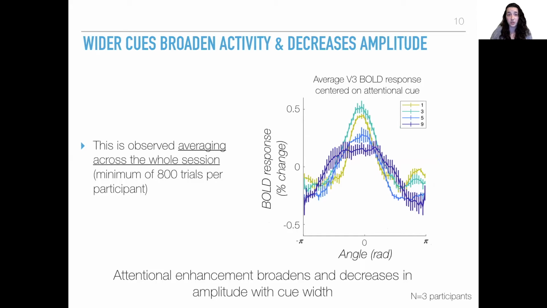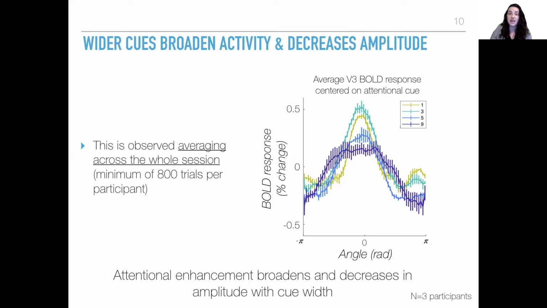We began by first determining whether there were width or amplitude differences in our BOLD signals based on the width of the attentional cue. Here, we're showing average BOLD response as a function of polar angle. We averaged our data separated by cue width, recentered based on the position of the attentional cue. As the cue gets wider, we see both a broadening of the attentional modulation of visual activity, as well as a drop in amplitude, despite the fact that visual stimuli were presented across the whole range in all conditions. These results were obtained by averaging across the whole session, which included a minimum of 800 trials per participant.